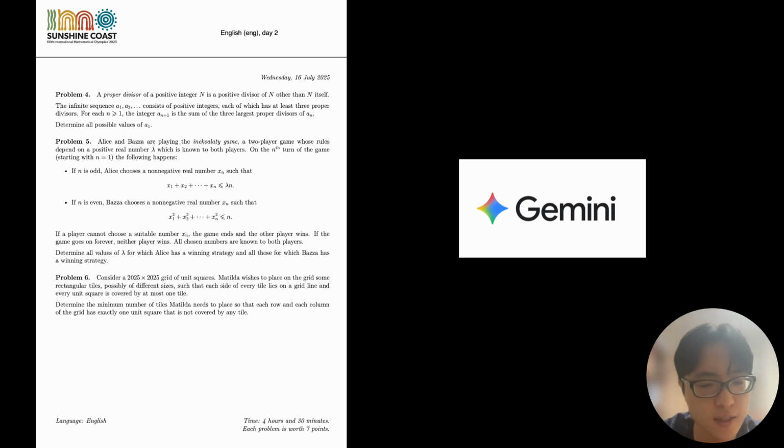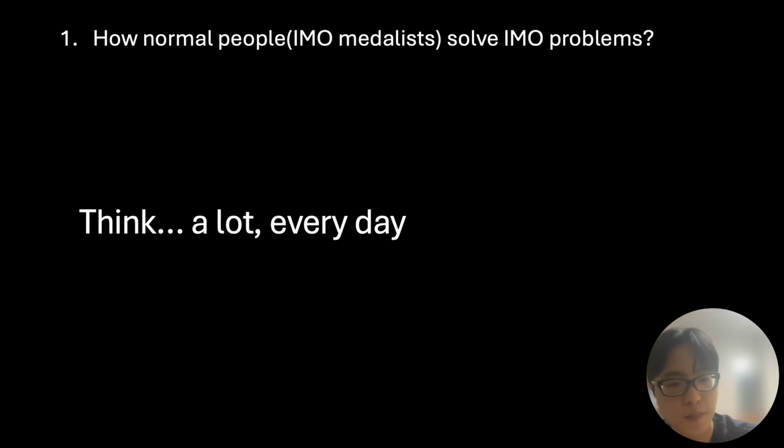In June or May, there was the IMO, and Gemini and the GPT-4 or 5 model have solved problems and earned a gold medal in the IMO. Not first place, but the gold medal they earned. So we have to think about that. IMO problems are very hard to solve, but there are people who solve them. How do normal people, especially IMO medalists, solve IMO problems?